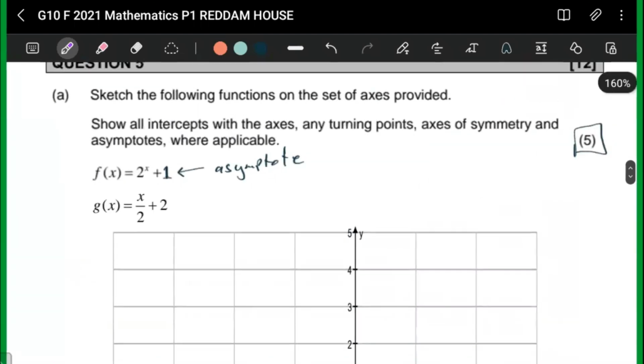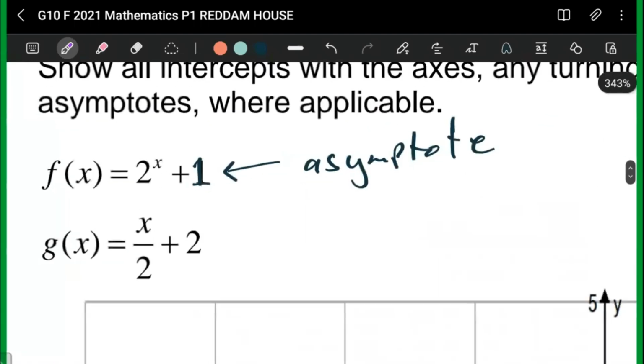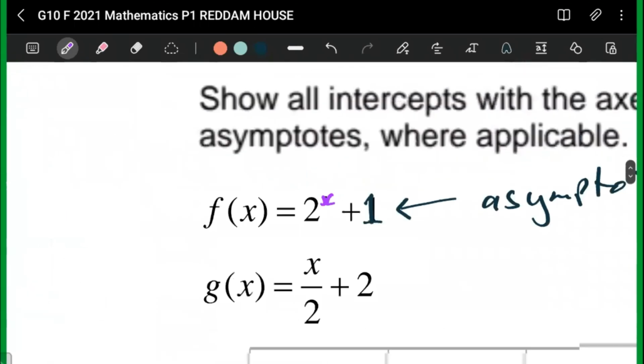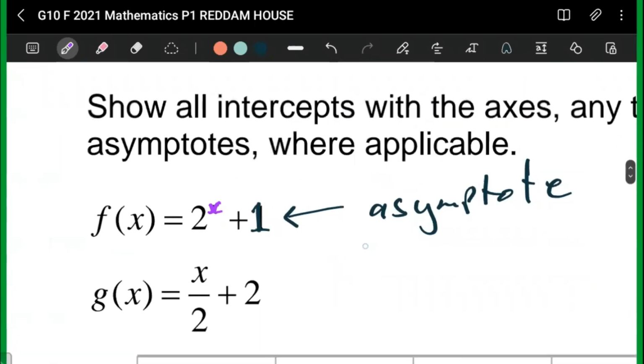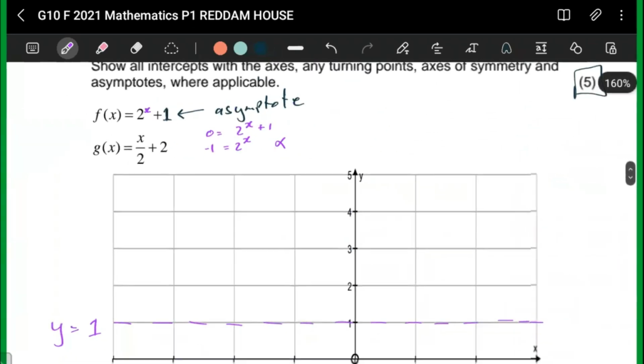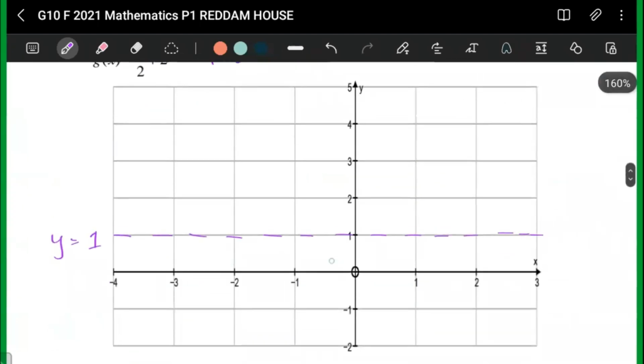Now, what you know is you can also then get your x-intercept by making y a 0. To make y a 0 here, 2 to the power of x plus 1, the 1 goes over. The issue is you cannot have any x-intercept, because there's nothing that 2 to the power of x can give you here that will give you a negative 1. So you now know your graph is not going anywhere down.